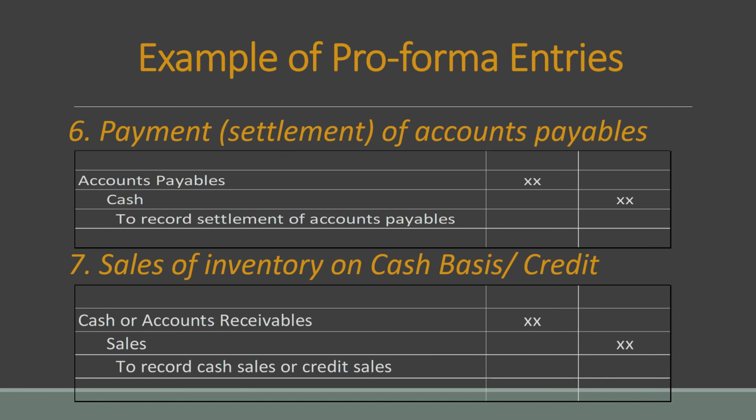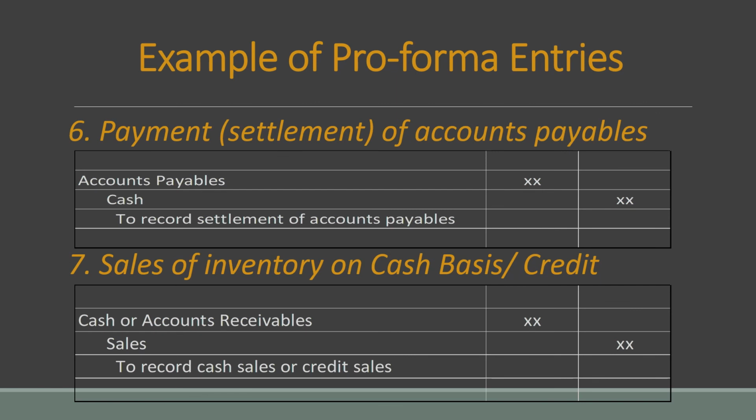And we credit revenue account kapag nagkaroon ng increase. And we debit it kapag nagkaroon ng decrease. In this case, since nagkaroon na ng sales, ibig sabihin, nagkaroon ng increase in revenue account, which is sales. Kaya natin i-credit yung sales account.